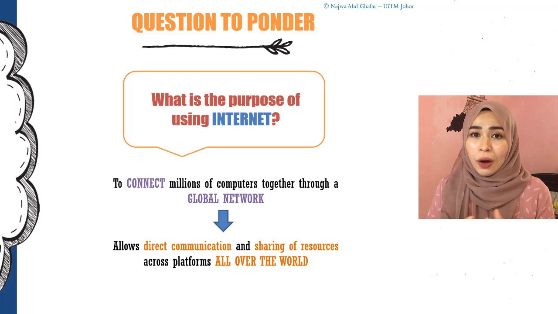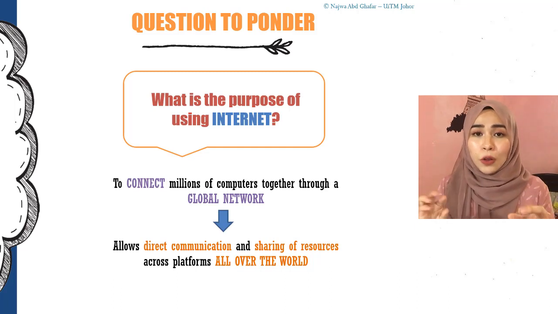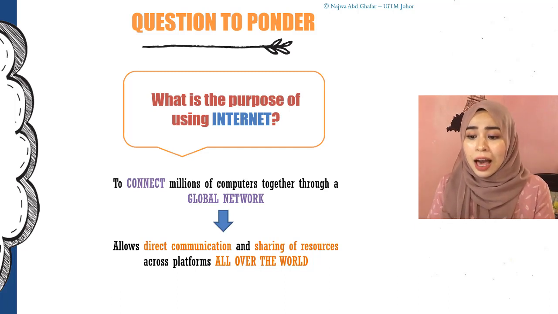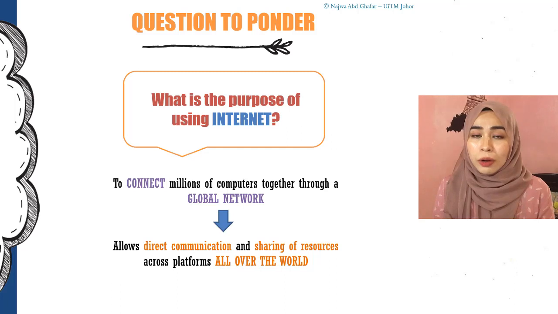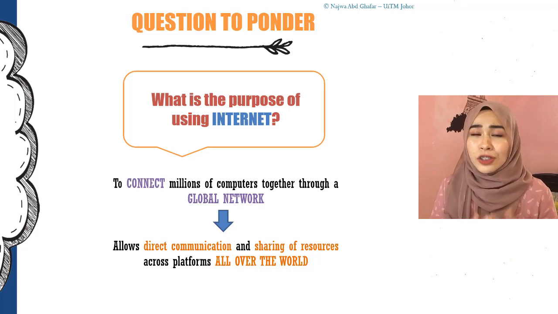that when you are in internet, basically internet is a network where you have all these different computers all over the world that are connected together, allowing you to actually communicate and share resources across platforms all over the world. Without the use of internet, you can't send email to your friend in the UK. If you don't have internet, you can't watch YouTube, because the videos in there come from all over the world. So basically we are connected through a global network when we are connected to the internet.